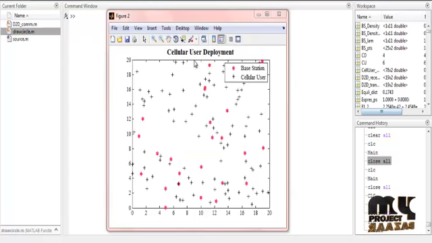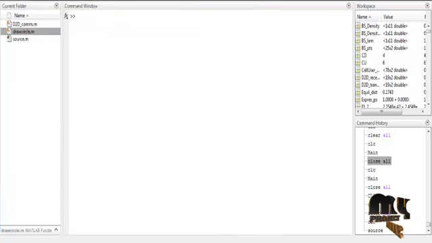And this next figure shows the cellular user deployment. So these are the base stations. The base stations are deployed in pink color, and the cellular users are deployed with plus marks. So all the cellular user deployment and base station deployment are in this figure. In the next figure, that is calculated.